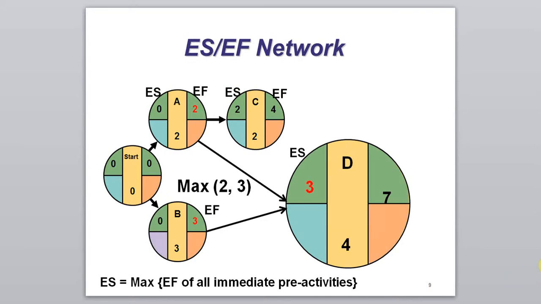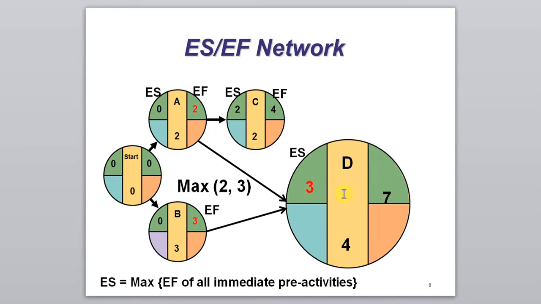So what if an activity has multiple pre-activities, or a node has more than one input activity node? In this slide, activity D has two pre-activities, activity A and activity B. And node D has two input nodes, node A and node B.